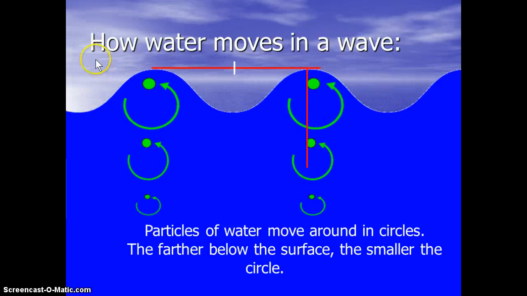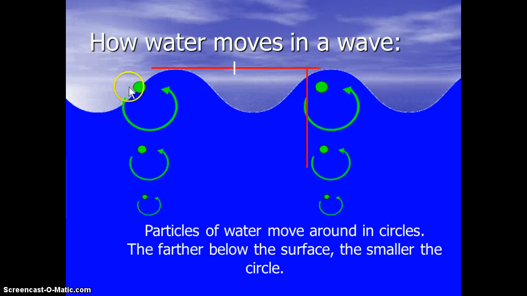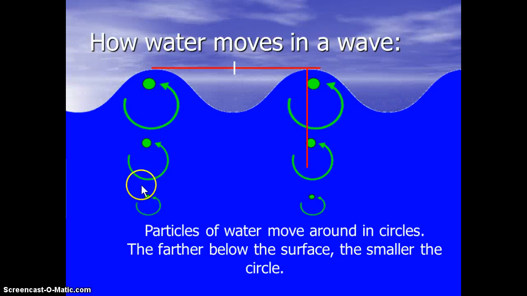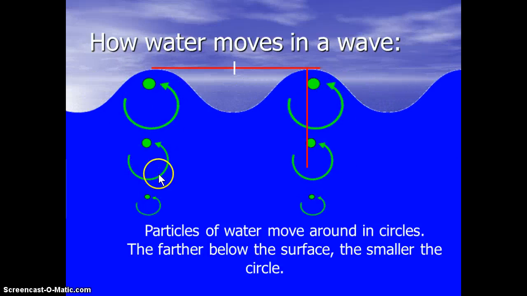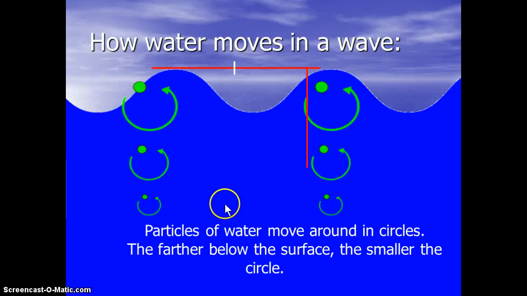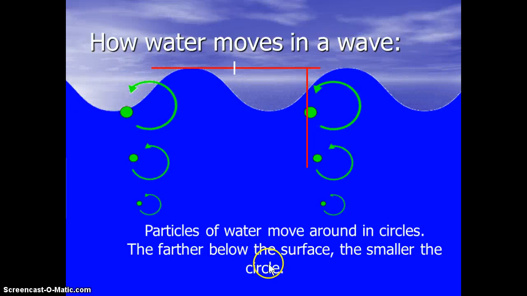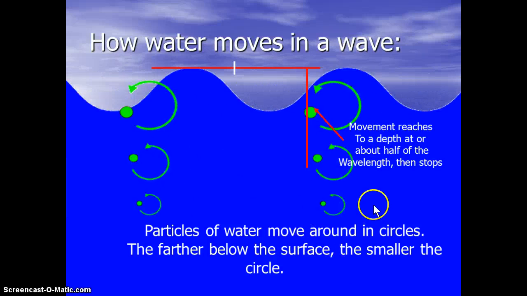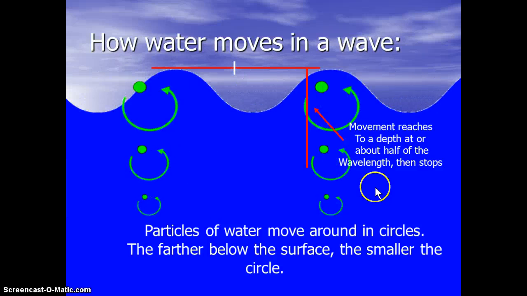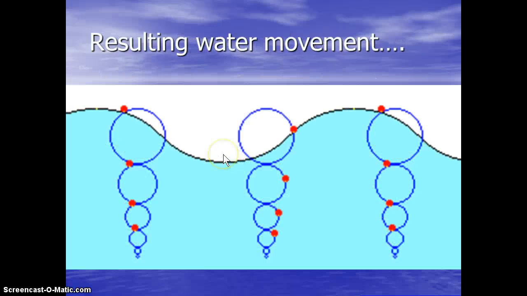So the main energy source, the full energy source, is the wind up here, and as they transfer energy here and here, it loses energy with heat and energy waste, and so the strength of that wave gets smaller and smaller. So if you can get below half the wavelength, then you get out of the wave action. Right? Movement reaches a depth at about half the wavelength and then stops. So that's what they say by getting beneath the waves.